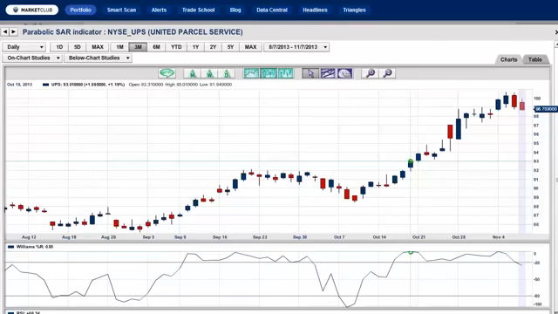What we're looking at on the screen is a simple candlestick chart, a daily candlestick chart of a major stock. Now this could be any stock. The first thing we have to do is to put on the chart our SAR. And notice I said on the chart because this is an overlay on price action.